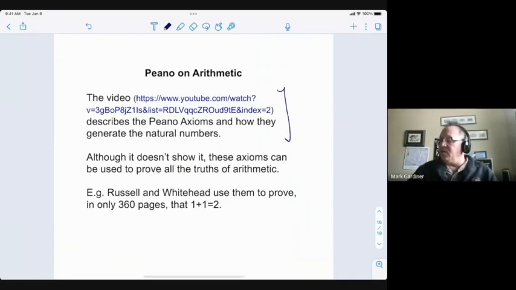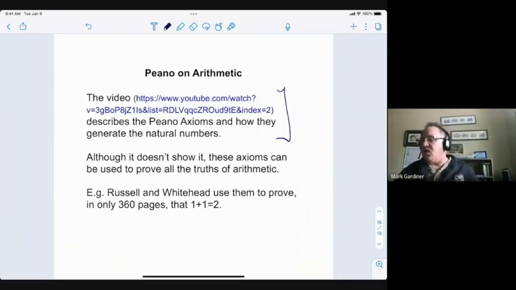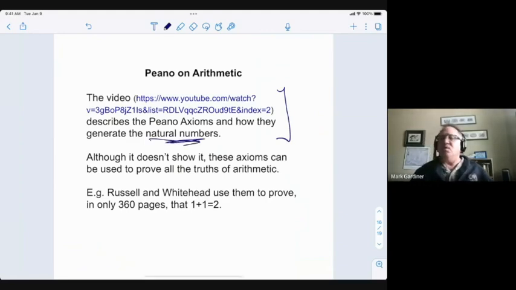So we're going to look at this little video here. It's only going to describe the Peano axioms, and it's going to be limited to how they generate the natural numbers. Talk about exactly what the natural numbers are. It doesn't go on to show what further arithmetic truths we can prove from there, but they can. And modern mathematicians use the Peano axioms to go on and prove the more fundamental truths of arithmetic.